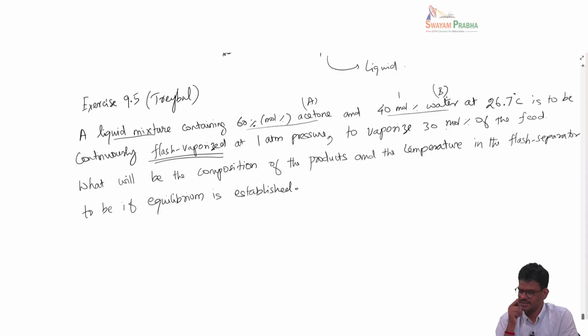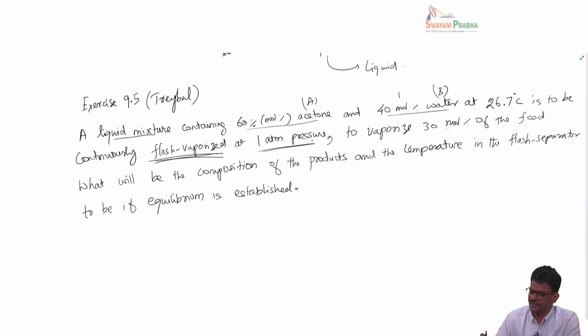and at 26.7 degrees Celsius it is to be continuously flash vaporized. I have underlined flash vaporization because there are other ways of doing distillation, so you have to keep an eye on what type of distillation it is. When we say flash vaporized, we are talking about flash distillation or equilibrium distillation, and this is done at 1 atmospheric pressure. So, the flash drum is operating under 1 atmospheric pressure.